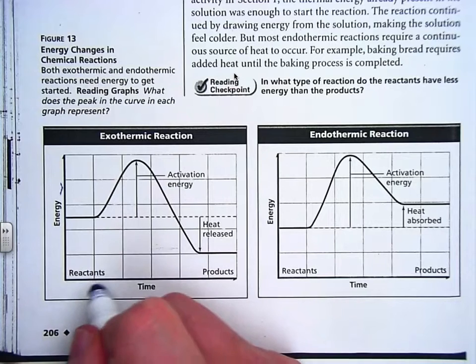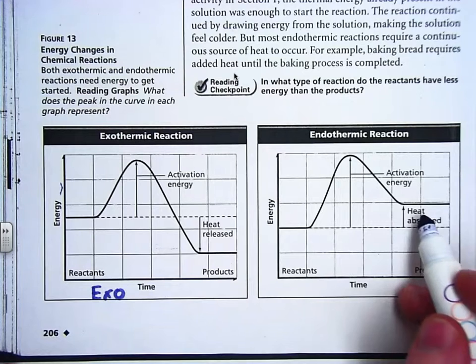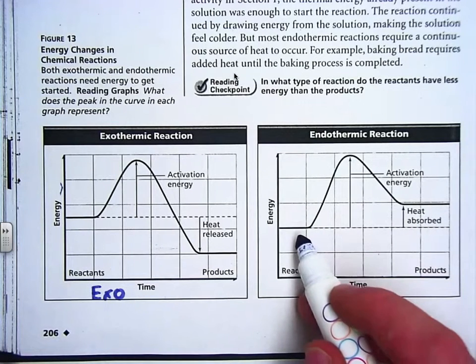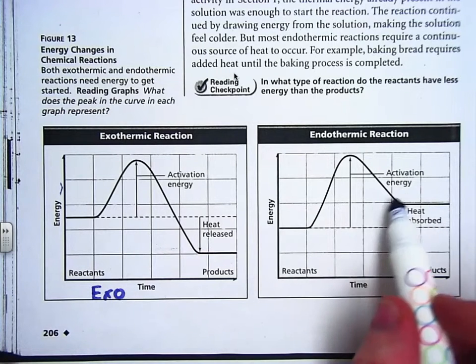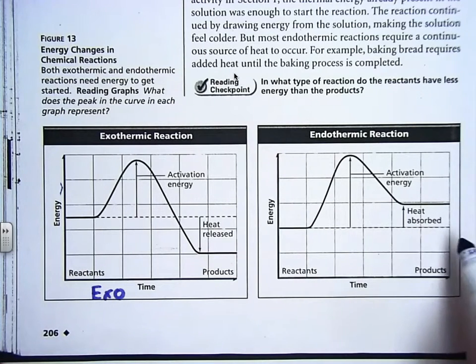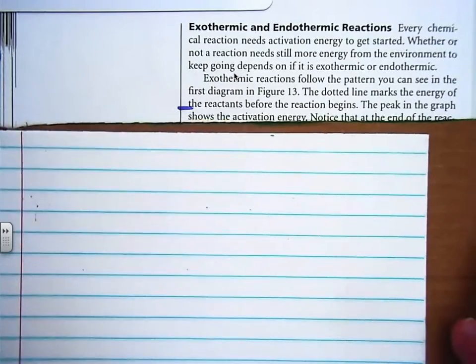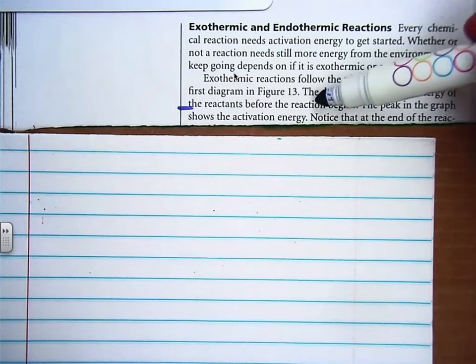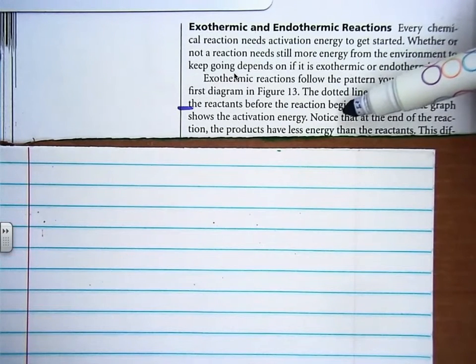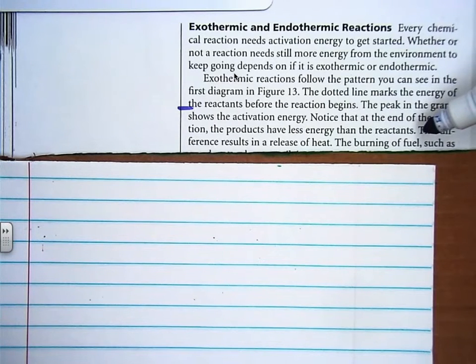This is exothermic. But in the opposite, if the products have more energy than the reactants, then that must mean that took some more energy, heat is absorbed to make it happen. So basically, it's endothermic. Let's keep reading. Notice that the peak in the graph shows the activation energy. Notice that at the end of the reaction, the products have less energy than the reactants. This difference results in a release of heat.